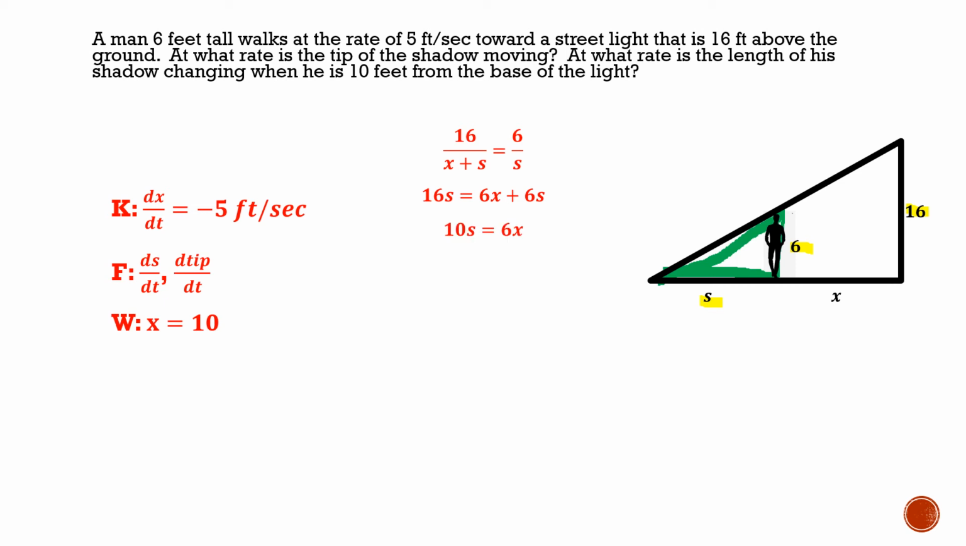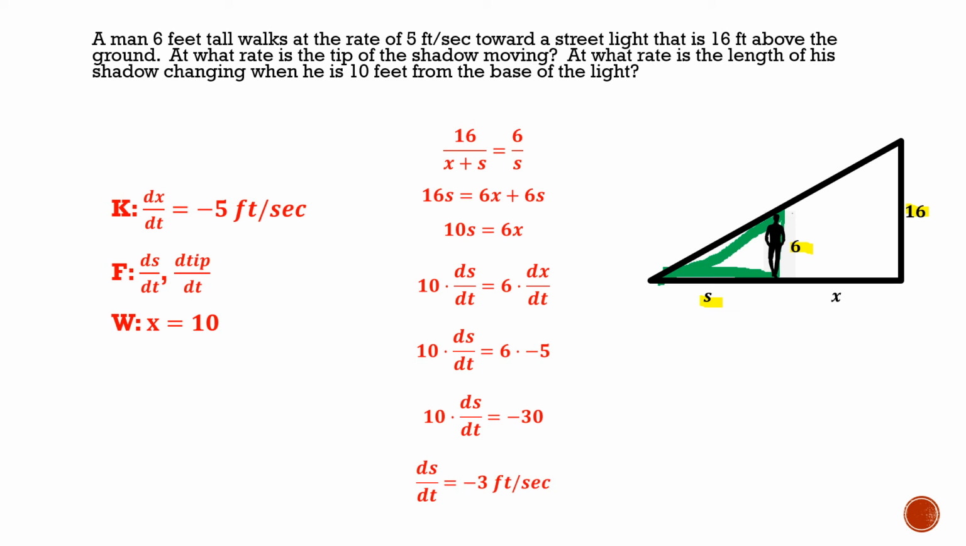And then if I subtract the s to the other side, I get 10s equals 6x. And now that I have a nice looking formula, I can go ahead and take my derivative. Taking my derivative, I get 10 ds/dt equals 6 dx/dt. Now plugging in what I know, I get 10 ds/dt equals 6 times -5, or 10 ds/dt equals -30. Dividing by -10, I get ds/dt equals -3 feet per second.